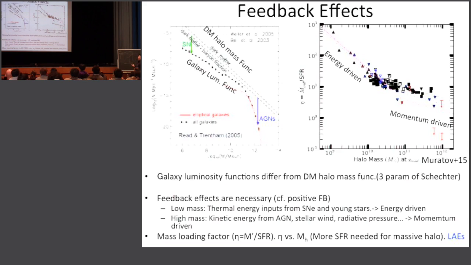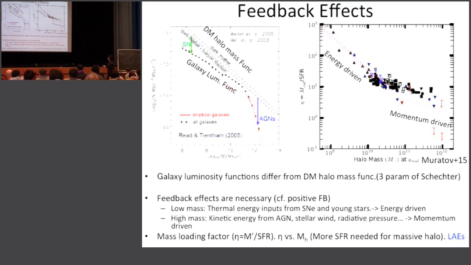But for the high mass end, this relation is quite flat, and this component is called the momentum-driven feedback. Momentum-driven feedback is given by the kinetic energies of the AGN and stellar wind. So in other words, it's proportional to the velocity. So this is halo mass, but you can derive this with the halo circular velocity. Well, it's proportional to 1 over the circular velocity. So there are the two sequences, and now we are talking about the Lyman-alpha emitters.